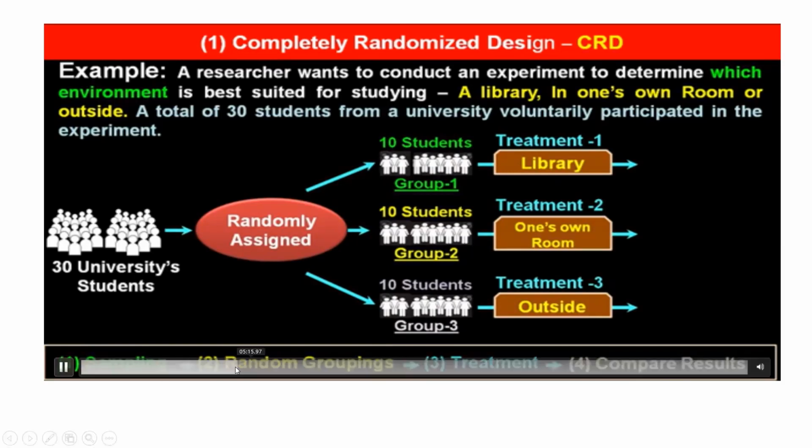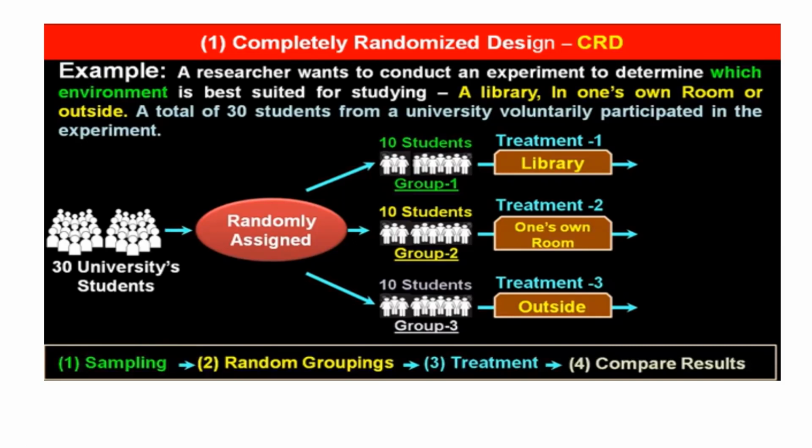Treatment 2, means the students will study in their own room. Third group has been given treatment 3, means the students will study outside. So this is the third step. Fourth step is compare results. Now we will compare the results of 3 groups, after applying treatment 1, 2, and 3. So this is the completely randomized design. Please learn its basic rules: sampling, random groupings, treatment, and compare results. There are 4 basic steps in this rule.